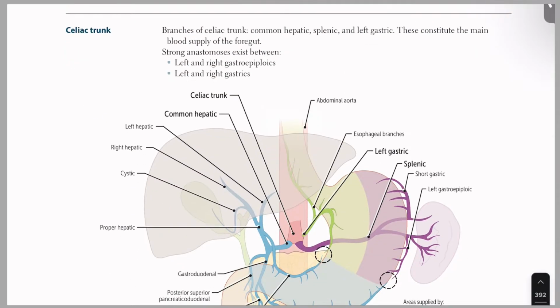Celiac trunk. Branches of celiac trunk: common hepatic, splenic and left gastric. These constitute the main blood supply of the foregut. Strong anastomosis exists between left and right gastroepiploics, and left and right gastrics.